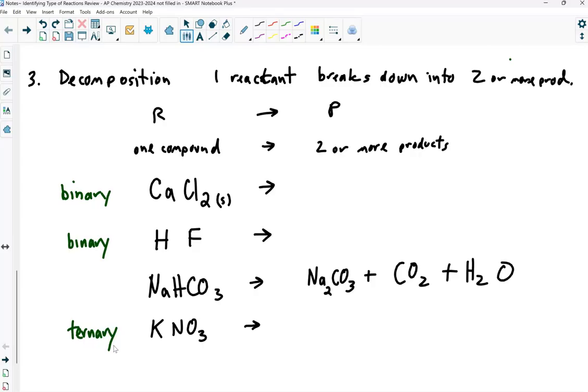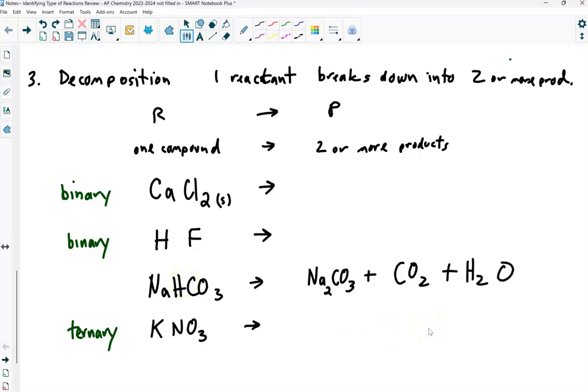Bottom line, though, is when you're doing a decomposition and you're asked to predict products, we're going to stick with the binary compounds. Because when the binary compounds decompose, they are most likely going to decompose into their 2 elements. It's a little bit trickier to predict the products of, for example, NaHCO3 or KNO3, what those would break up into. You would still be asked to recognize that this would be a decomposition reaction because it has a single reactant, but you wouldn't be asked to predict the products.